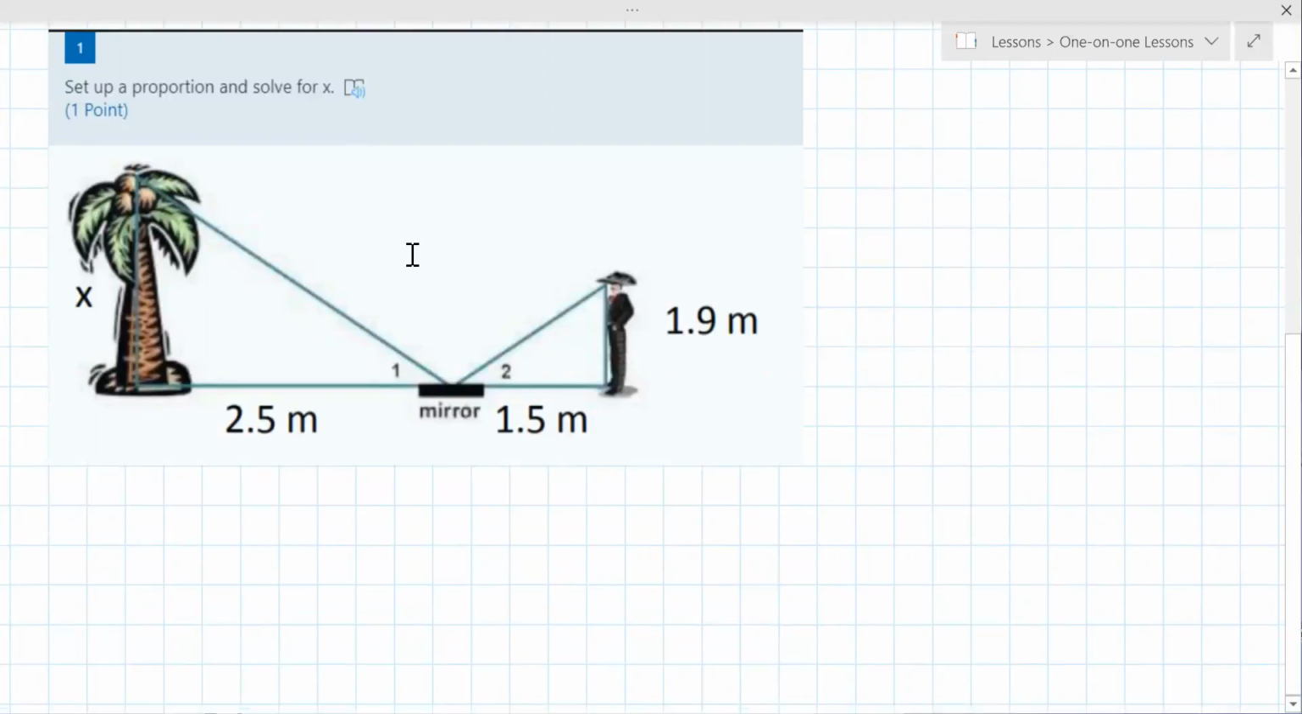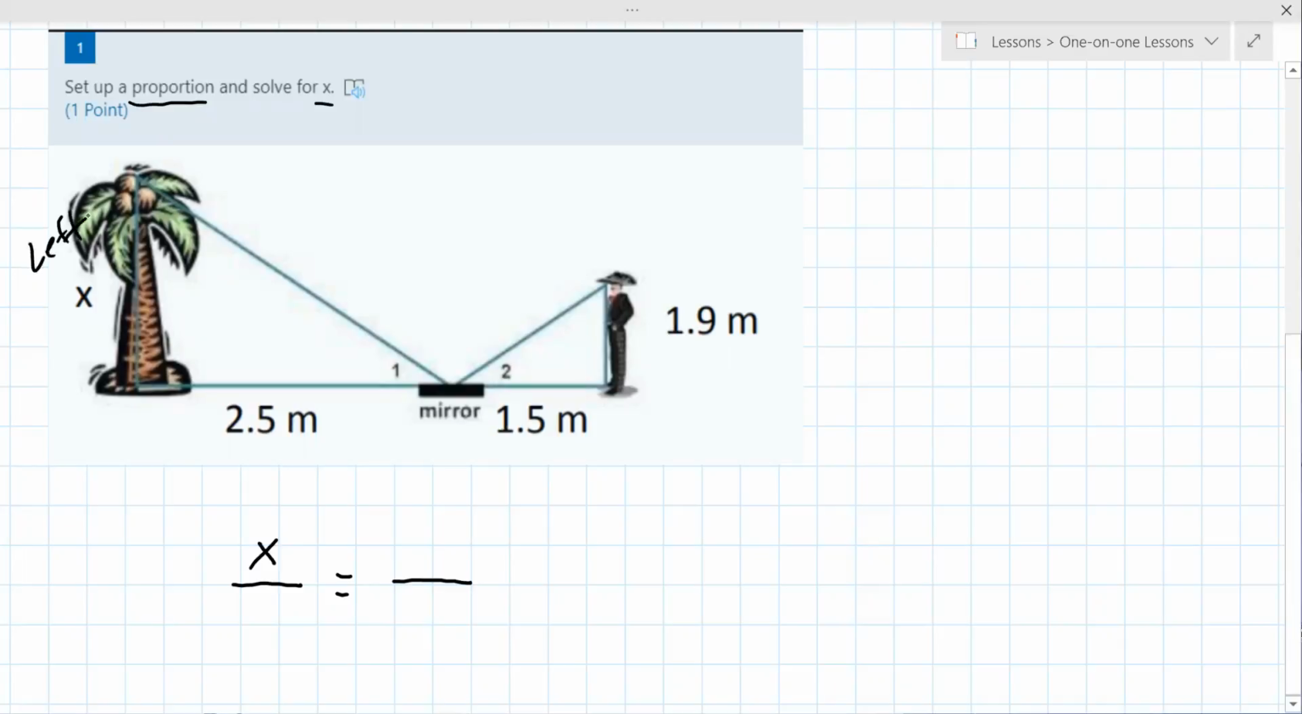All right, so it says to set up a proportion and solve for x. The proportion is something equals something: number on top, number on bottom, number on top, number on bottom. My preference is to generally put the x top left, so that's over here on the left side.